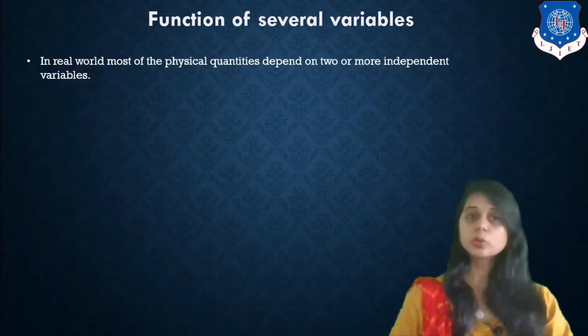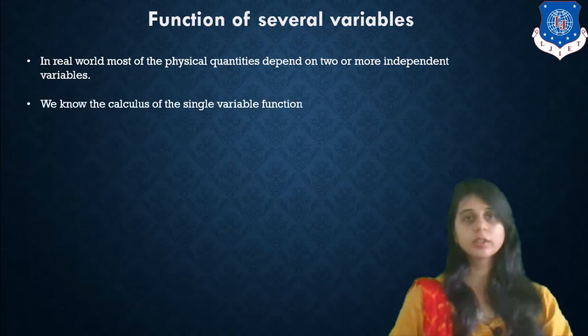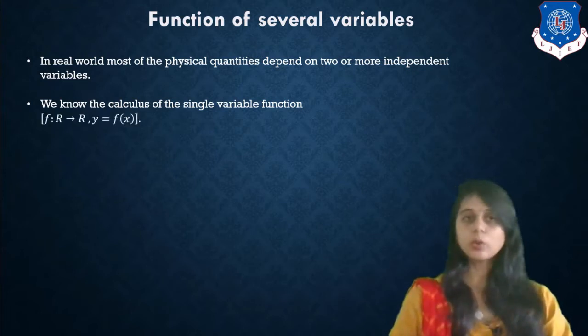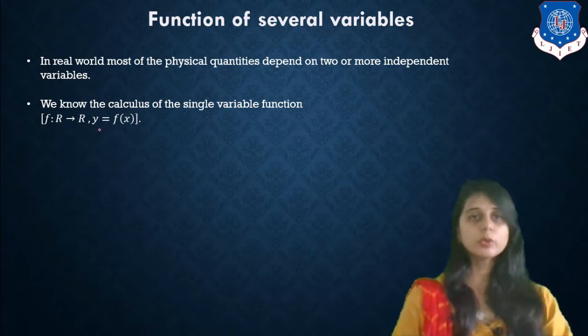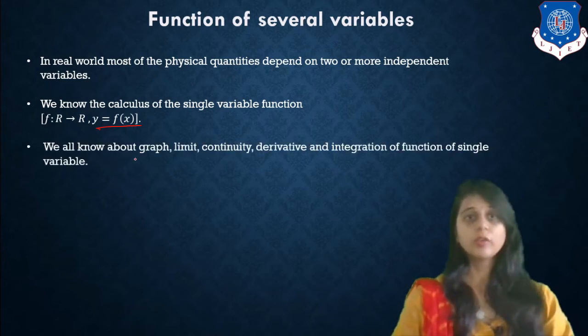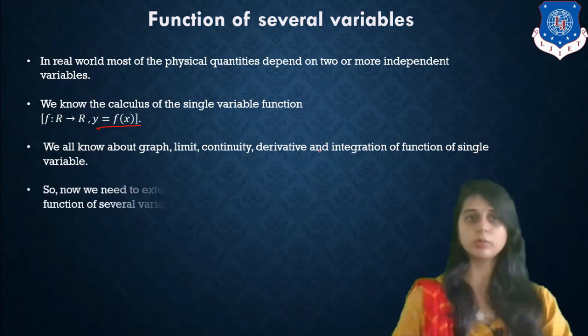In the real world, most physical quantities depend on two or more independent variables, and we know the calculus of the single variable from the last lecture. If a function is defined from R to R, that means domain to codomain, y equal to f of x is a single variable function. We all know about the graph, limit, continuity, derivative and integration of the single variable.